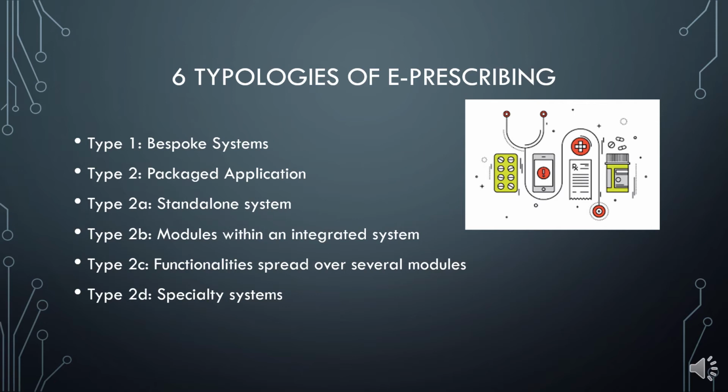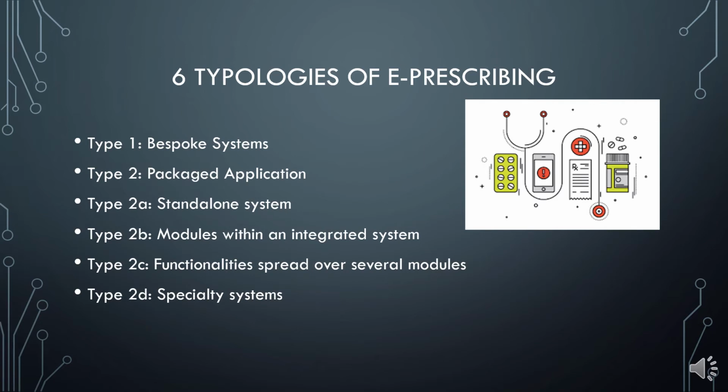Type 2A is a standalone system, a separate application not connected to wider hospital information systems. Type 2B is modules within an integrated system that performs various functionalities required for prescribing and administration of a medicine, and works as a part of a larger health information system.